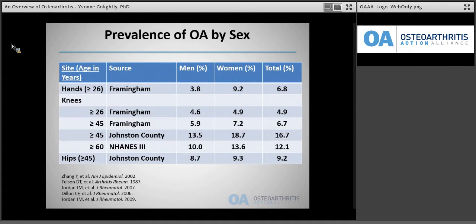So these data, looking at prevalence of osteoarthritis by sex, are from different populations, and you'll notice that they are in different age groups. Although there is some variability across age groups and populations, we do tend to see that osteoarthritis of the hand and the knee is more common in women than in men.